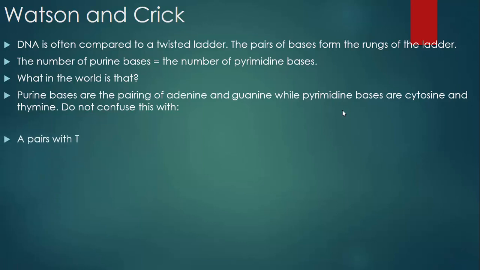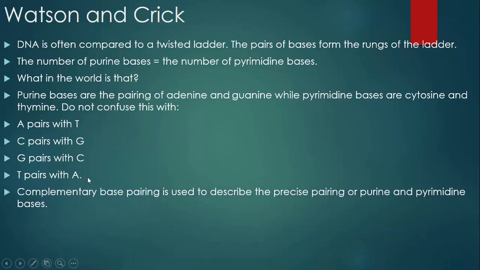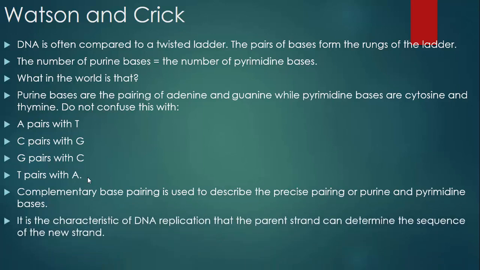So do not confuse this with A pairing with T, C pairing with G, G pairing with C, and T pairing with A. The purine bases deal with adenine pairing with thymine and guanine pairing with cytosine, and the pyrimidine bases are cytosine pairing with guanine and thymine pairing with adenine. Do not confuse those two. Now, complementary base pairing is used to describe the precise pairing of purine and pyrimidine bases. It is the characteristic of DNA replication that the parent strand can determine the sequence of the new strand.